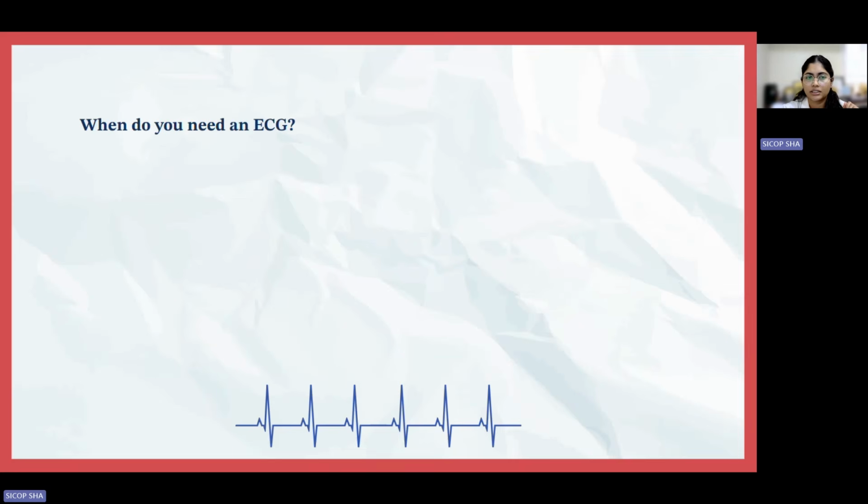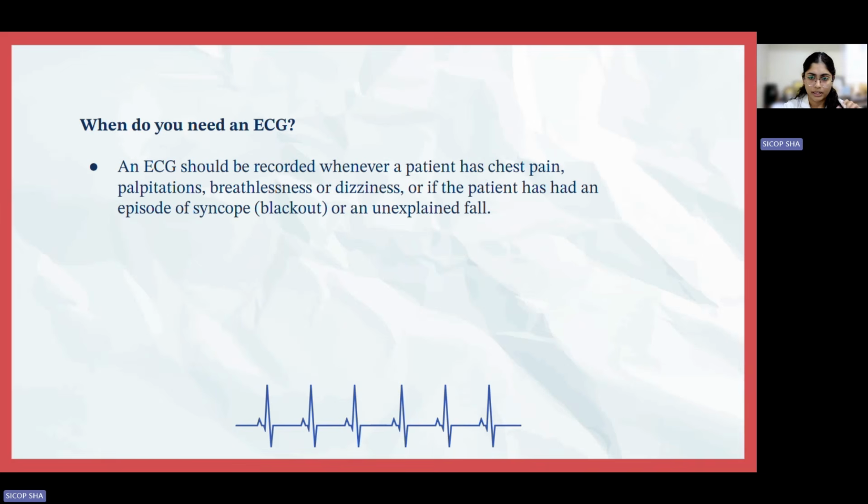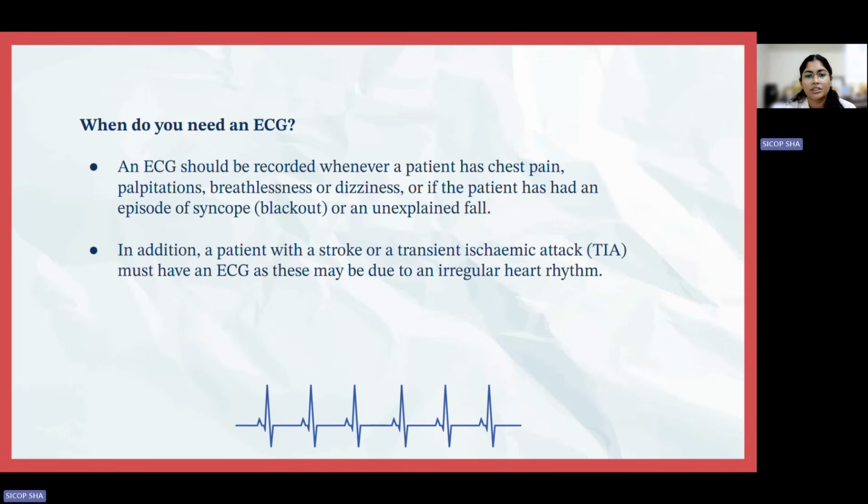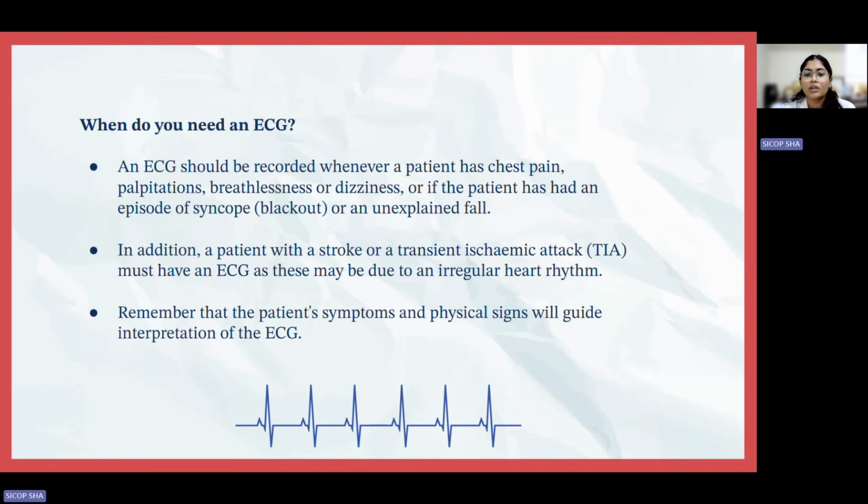But when are we doing an ECG? An ECG should be recorded whenever a patient has chest pain, palpitations, breathlessness, or dizziness, or if the patient has had an episode of syncope, that is a blackout, or an unexplained fall. In addition, a patient with stroke or transient ischemic attack must also have an ECG to understand if there was an irregular heart rhythm or not. We have to correlate the patient's symptoms and physical signs to guide the interpretation of the ECG.